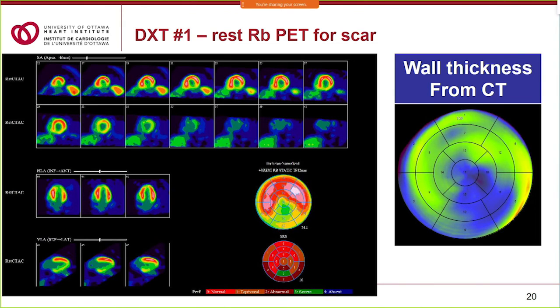Because this was our first patient and CT scar hadn't been terribly effective, we thought we should check with another modality to see whether we got agreement about the location of the scarring. This is a resting rubidium PET. This is another polar plot, and you can see that the inferior wall and the inferior lateral wall are densely scarred. Just for reference, that was the picture I showed you a moment ago from the thickening from the CT, and you can see there's actually a very good correlation between the 2 techniques.